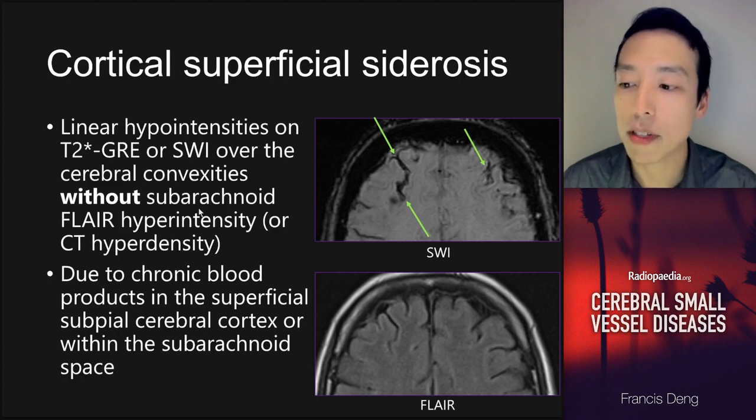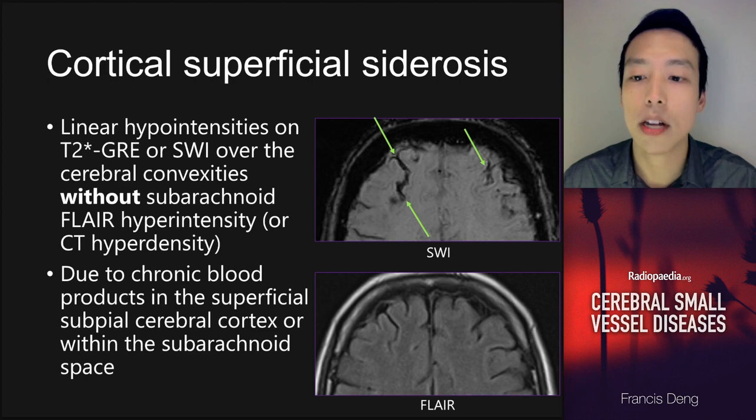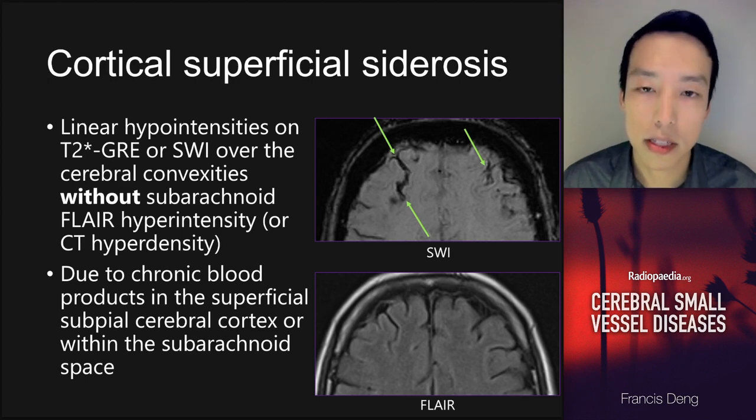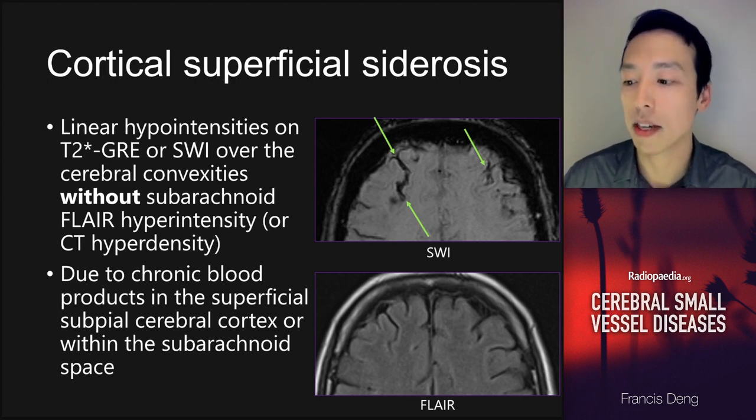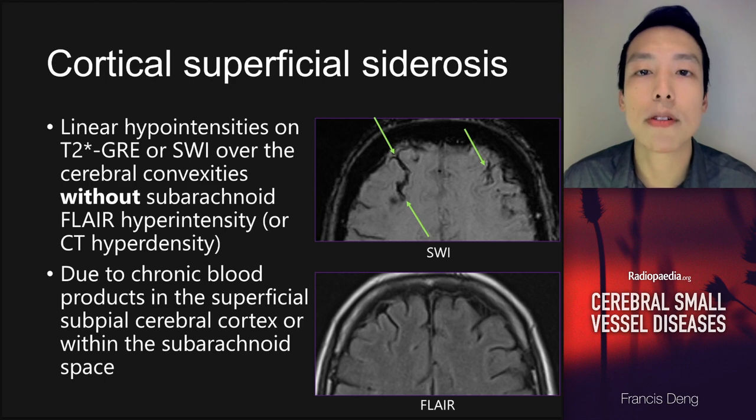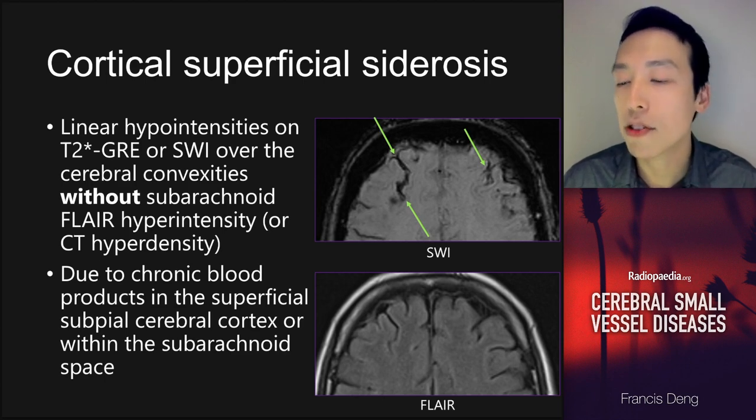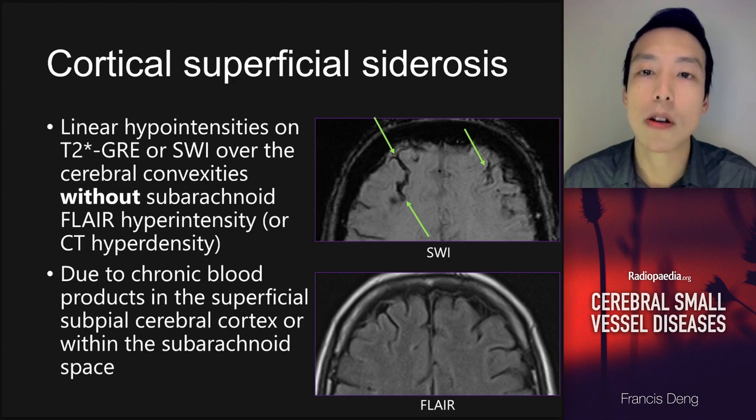These occur without having subarachnoid flare hyperintensity or CT hyperdensity, and that's to contrast it with acute subarachnoid hemorrhage, which will be our next slide. And what superficial siderosis represents is chronic blood products that have deposited into the superficial subpial layers of the cerebral cortex or are still residing within the subarachnoid space.